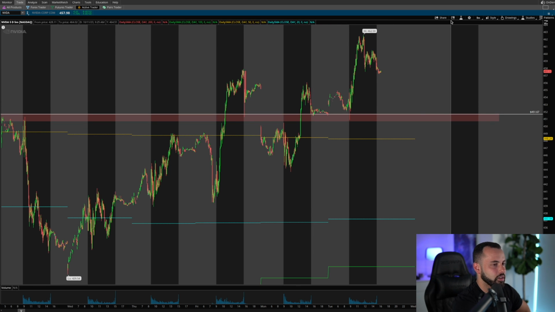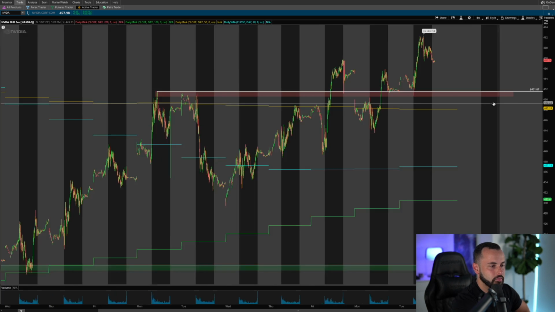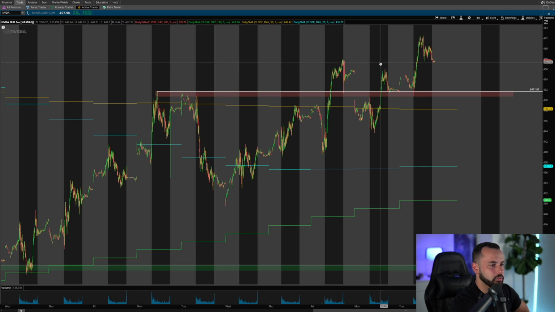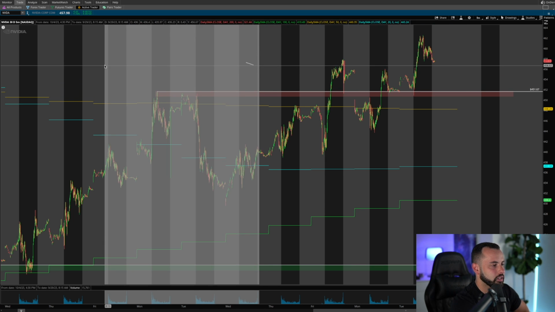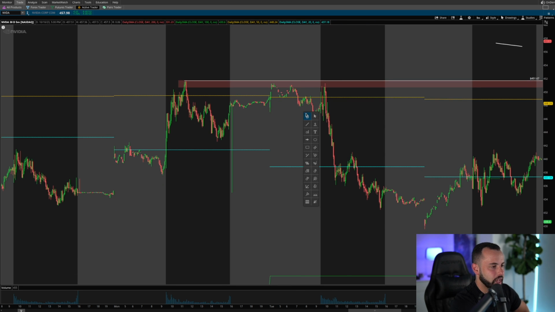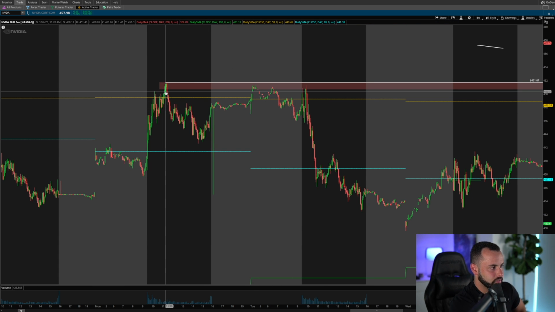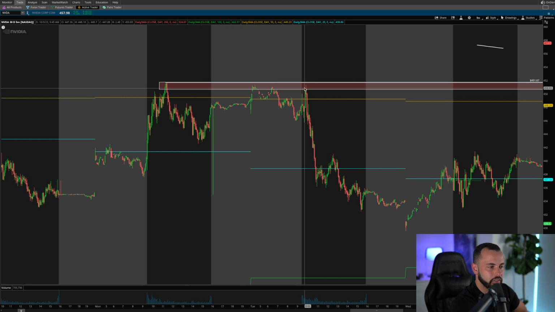If I zoom back out and I look over the last few days, right, let's get a little bit more time here. You guys can see there have been reactions at this 452 multiple times, right? Let's go over to this time period. This is back to where there were rejections, back on Monday and Tuesday of the previous week. We had a very clear rejection at 452, and we see another very clear rejection at 452.